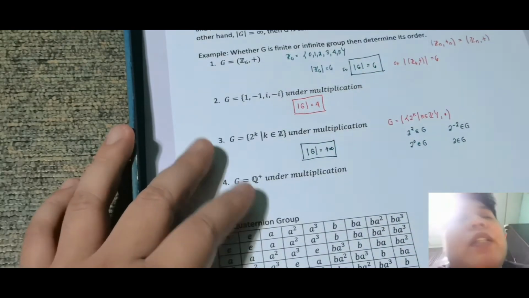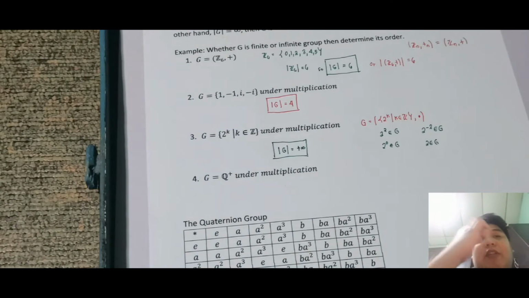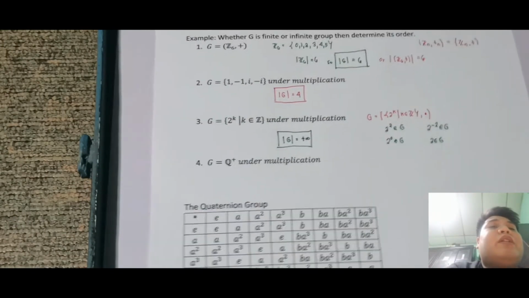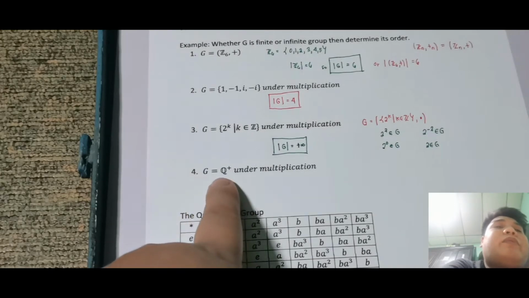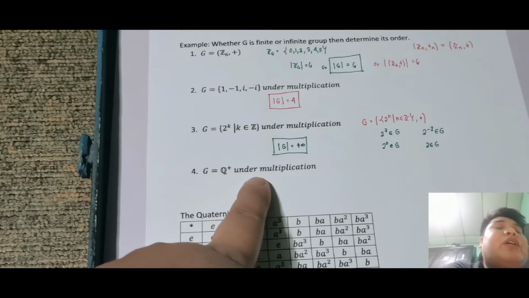So, hindi ko na pala suot yung positive infinity na yun. Pero, positive infinity para maging ano tayo. Next, number 4. Let G be the group of rational number or positive rational number under multiplication. Ngayon, ito yung tanong.